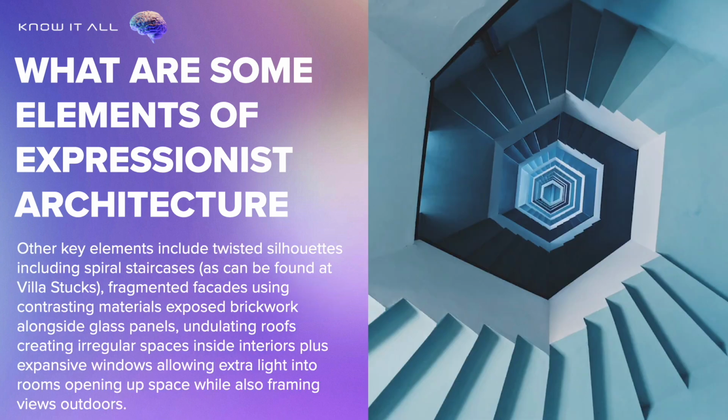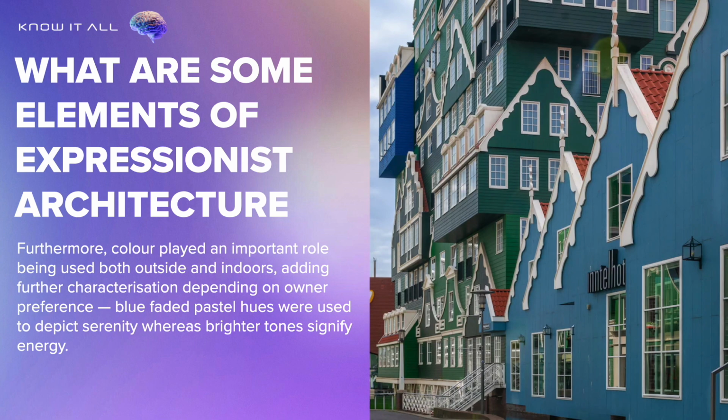Other key elements used include twisted silhouettes including spiral staircases, as can be found at Villa Stuck, fragmented facades using contrasting materials, exposed brickwork alongside glass panels, undulating roofs creating irregular spaces inside interiors, plus expansive windows allowing extra light into rooms, opening up space while also framing views outdoors. Furthermore, color played an important role, being used both outside and indoors, adding further characterization depending on owner preference. Blue faded pastel hues were used to depict serenity, whereas brighter tones signify energy.